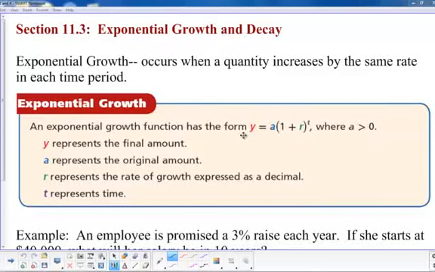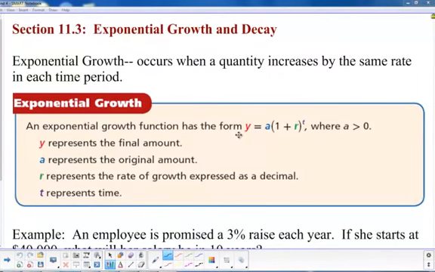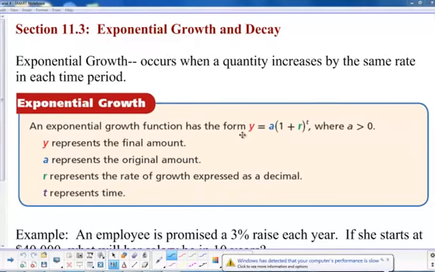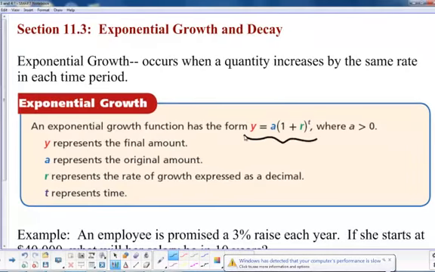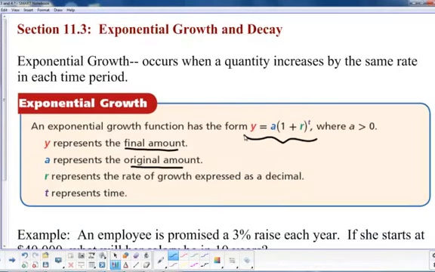Right, exponential growth, chapter 11, section 3. So, an exponential growth function is another curve that will increase more and more each time or decrease more and more each time. A formula is right here, and that means that the final amount equals the original amount times 1 plus the rate as a decimal to the time, which is typically in years.